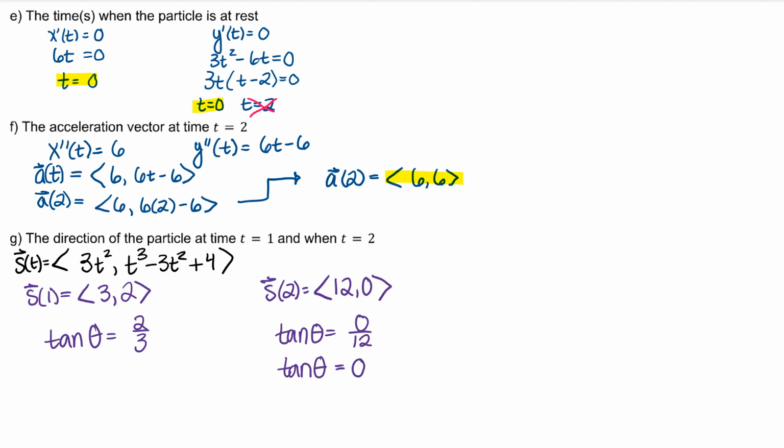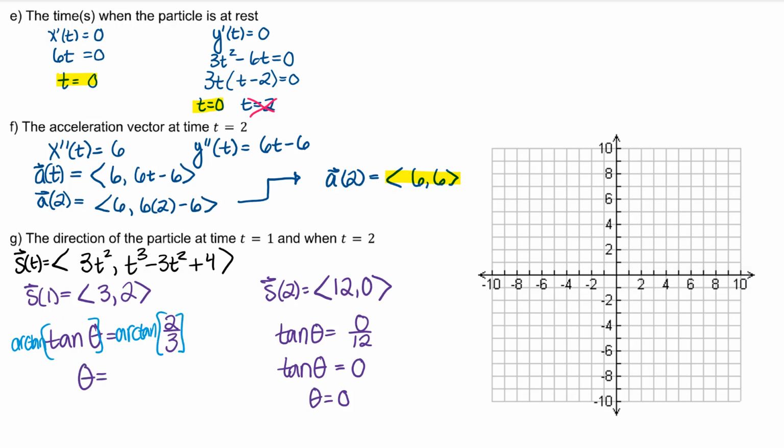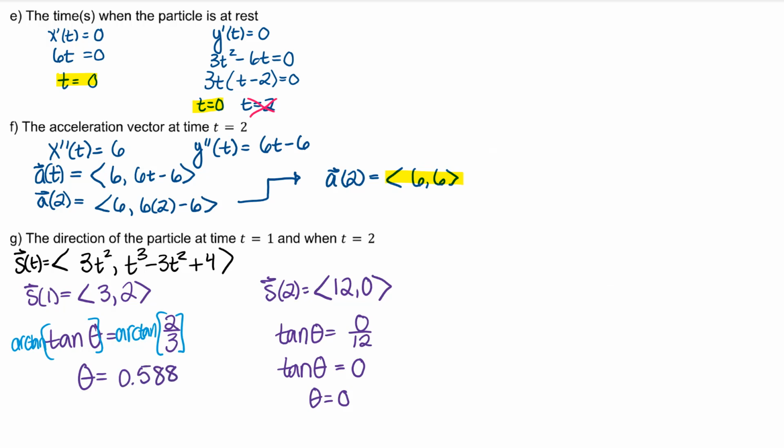Tangent of theta is 0 when theta is equal to 0, or when theta is equal to pi. The vector 12, 0, however, is on the positive x-axis, so we know the theta we're looking for here is 0. Arctan of 2/3. Well, this vector 3, 2 is in the first quadrant, so the calculator is going to give us the correct angle for this. That would be 0.588.